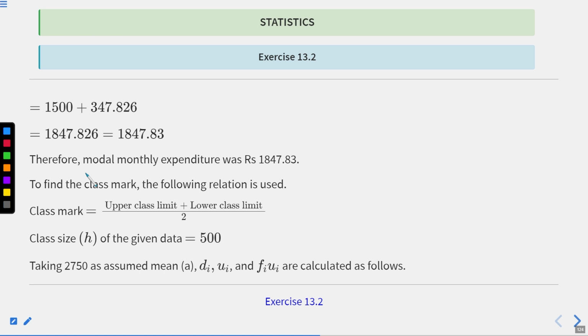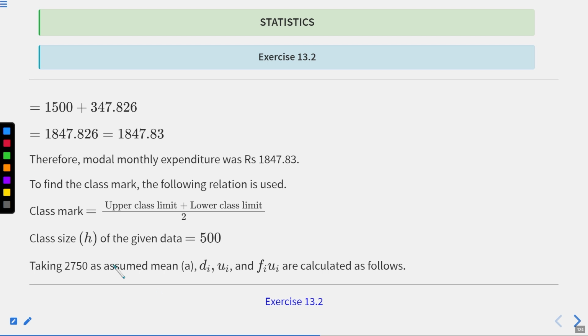Okay, so therefore the modal monthly expenditure was rupees 1847.83. Now we need to find the mean monthly expenditure. First of all we need to find the class mark. To find the class mark, the following relation is used: class mark is equal to upper class limit plus lower class limit divided by 2. And class size h of the given data is 500.